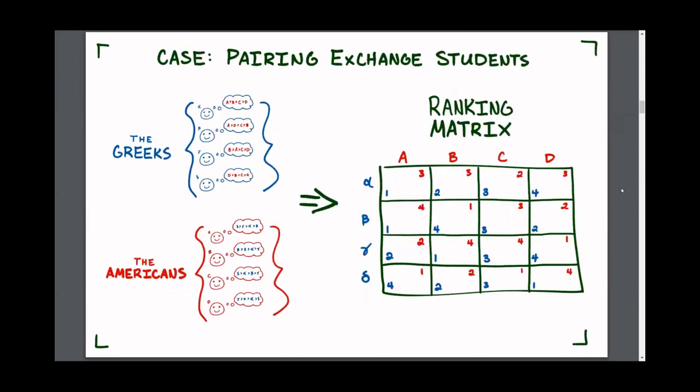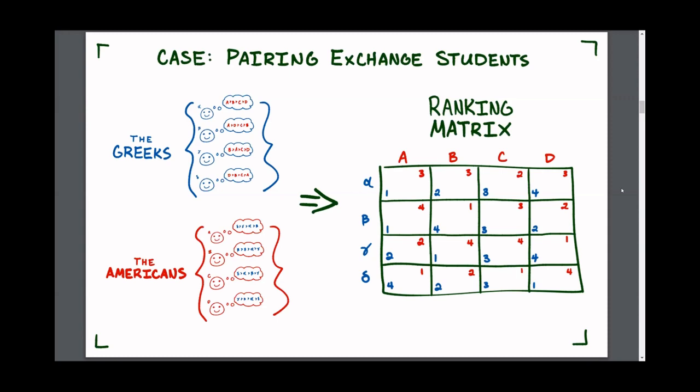Originally, it's called the stable marriage paper. Obviously you know what the two groups were, but it's the year of our Lord 2020, and I wanted to make it a little bit less rigid in the definition of marriage. So instead of men and women, which is what it originally was, we're going to go with the Greeks and the Americans. Let's say that you need to pair them off in exchange student pairs so that there's a Greek mentor and an American student.